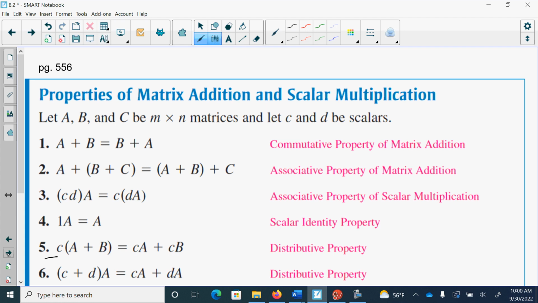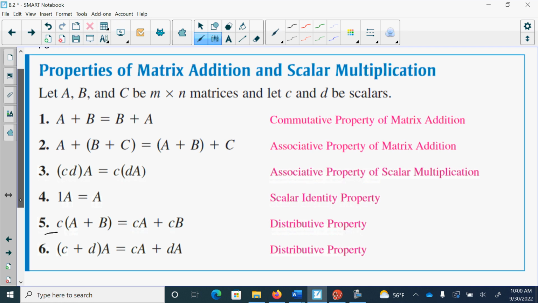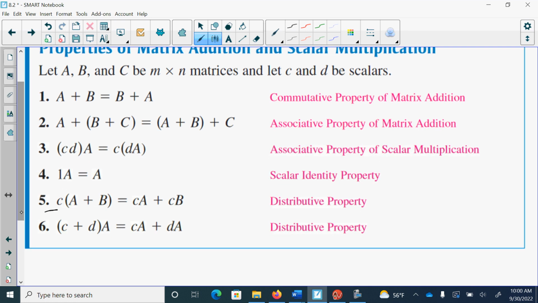Okay, properties and matrices. You can change the order that you add. That's the commutative property. You can change the grouping. In other words, I can add B and C first, then add A, or I can add A and B first, then add C. If I am multiplying by a scalar, it does not matter where I put that scalar. It can be at the front or the back.